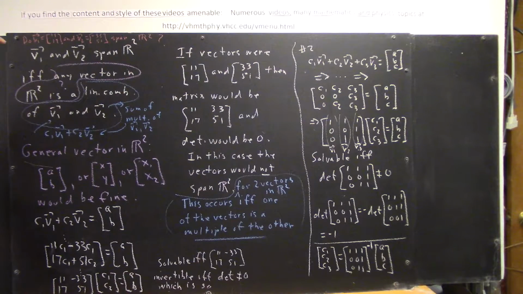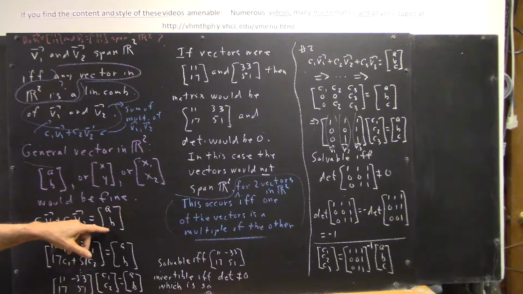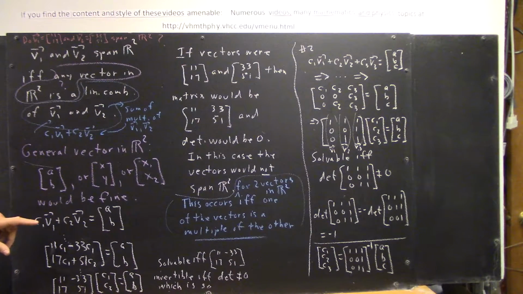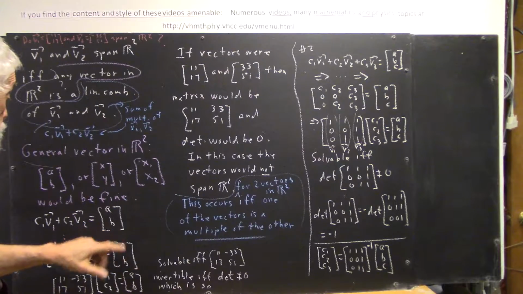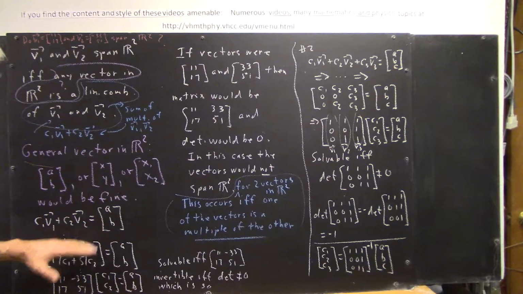So to say that any vector in R2 is a linear combination of V1 and V2 would be to say that for any column vector AB, we can find a sum of multiples, a linear combination, C1 V1 plus C2 V2, which is equal to AB. So that interprets our statement.